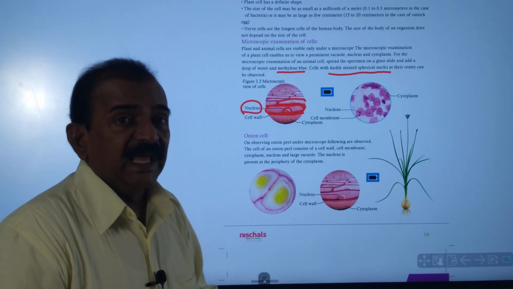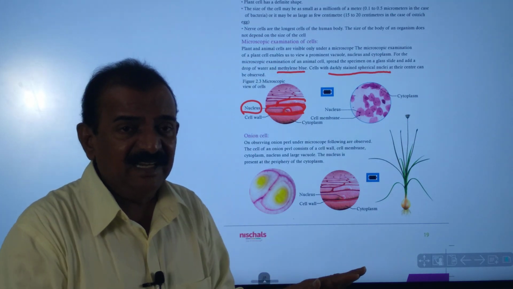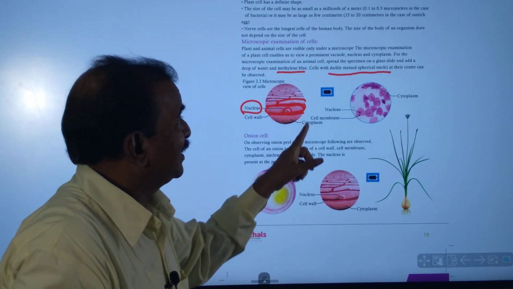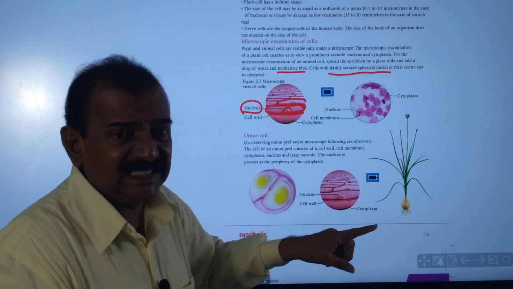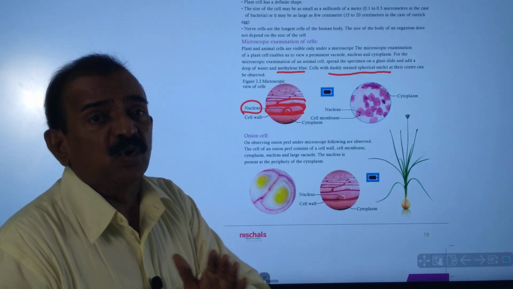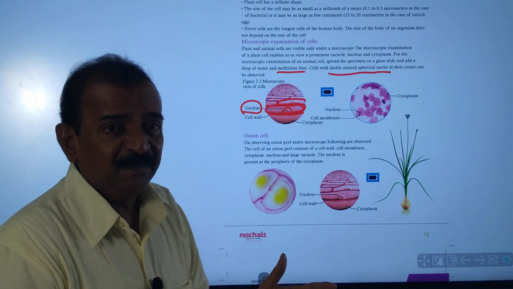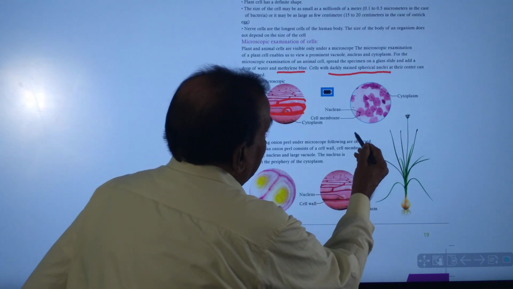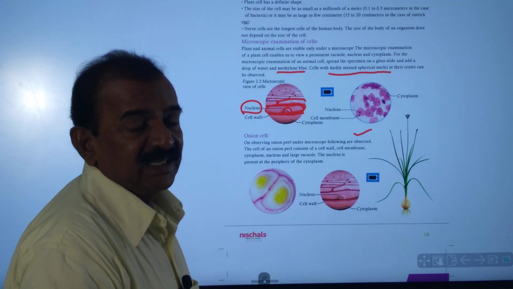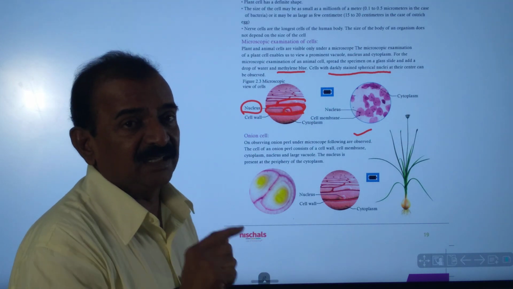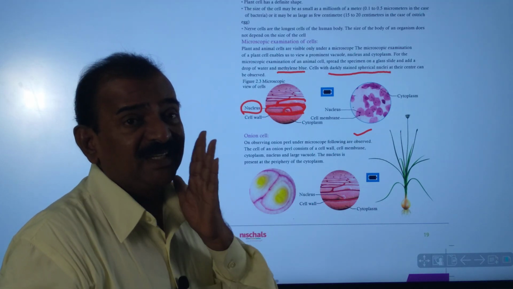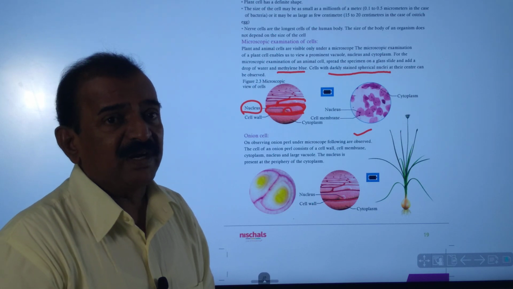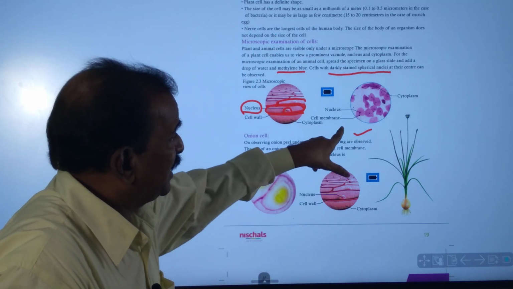If you keep an onion peel on a glass slide, and pour 1 drop of water and methylene blue, you can see a darkly stained spherical structure present toward the periphery of the cytoplasm of the onion cell, and that is nothing but the nucleus. And now we need to do another activity, that is observing a human cheek cell. Take a scrap from the inner side of your cheek and keep it on a glass slide, and add 1 drop of water and some methylene blue, and there you see the structure.